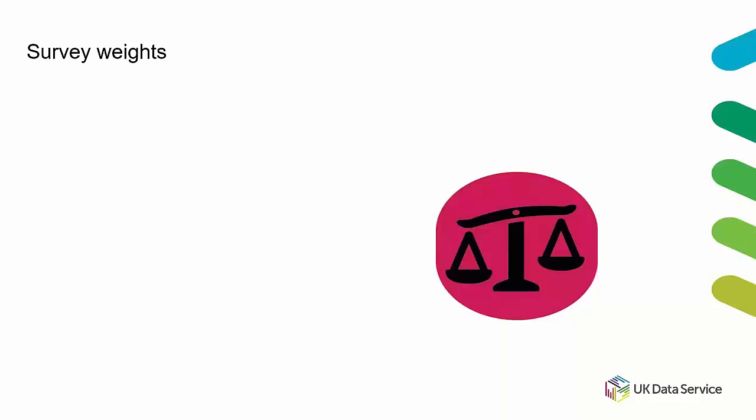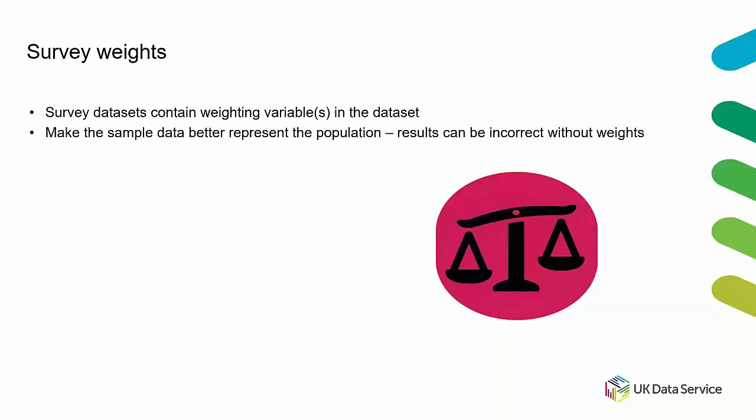Next, when using survey data, survey weights are another important issue that comes up. Most survey datasets contain a type of variable called survey weights, and these are designed to help ensure that the data represents the population it was designed to reflect. And not using weights could mean that your results are incorrect.